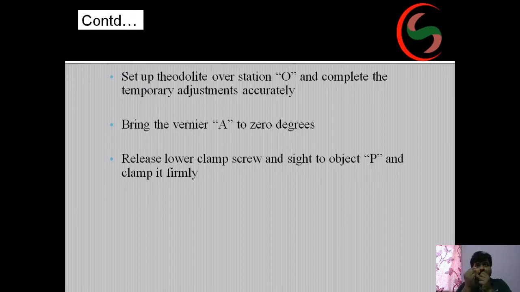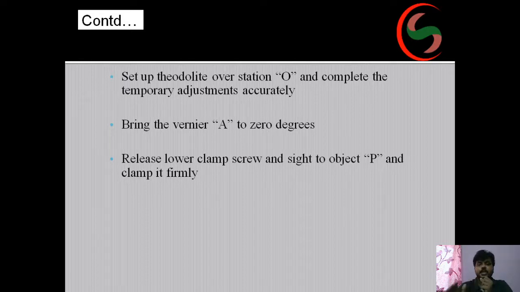See, I am using the words differently. Please listen carefully once or twice to these sentences. Clamp screw, tangent screw. Clamp screw is for what? Approximate bisection. Tangent screw is for exact bisection. After approximate bringing of your telescope towards point P, you tighten. Now using the tangent screw, by seeing from the eyepiece, you slightly bisect exactly, and once again ensure that the vernier A is coinciding with the main scale reading 0.